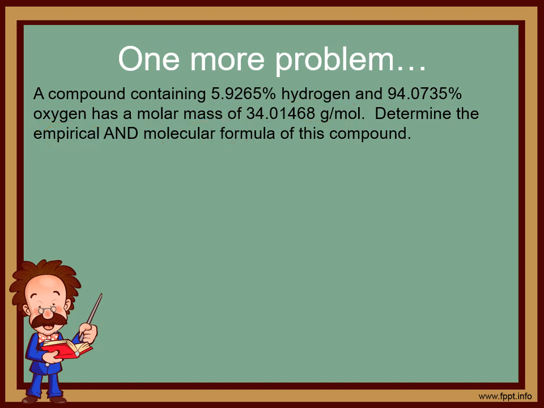All right, so to find the empirical formula, you're going to do 5.9265. Turn your percent into grams, grams of hydrogen. Turn your grams into moles. The molar mass of hydrogen is 1.008 grams per mole. So when we do 5.9265 divided by 1.008, we get a grand total of 5.879, lots of digits, moles of hydrogen.